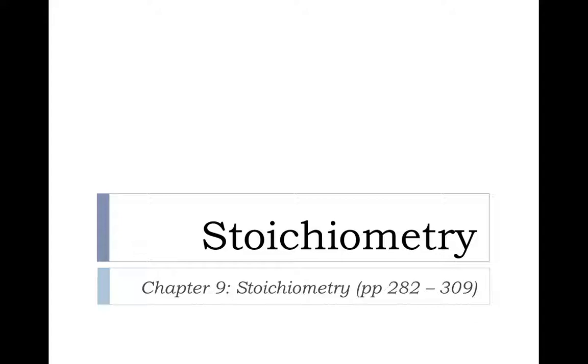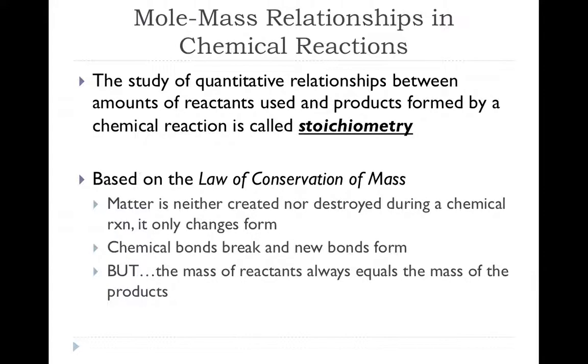So this is the first PowerPoint in Chapter 9, and it's going to introduce a concept called stoichiometry. What stoichiometry takes advantage of is that whole idea of the mole to mass relationship. We've talked about this a lot. We've done mole problems with this where we go from moles to grams, etc. But what stoichiometry does is it studies the quantitative, meaning numbers, relationships between amounts of reactants used and products formed.